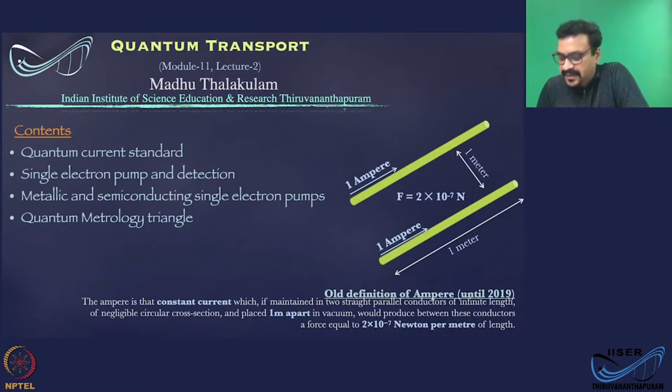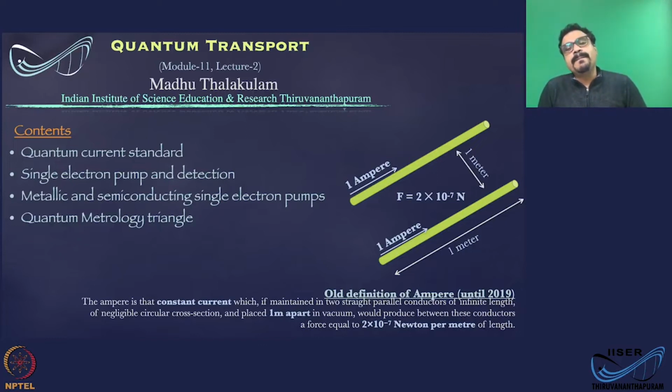Historically, and until 2019, the unit of current, the ampere, was defined as follows. This is the old definition. The ampere is the constant current which, when maintained in two straight parallel conductors of infinite length, really long wires, with negligible cross section, placed 1 meter apart, will exert a force of 2 times 10 to the power minus 7 Newton per meter of length. That is the definition for current.